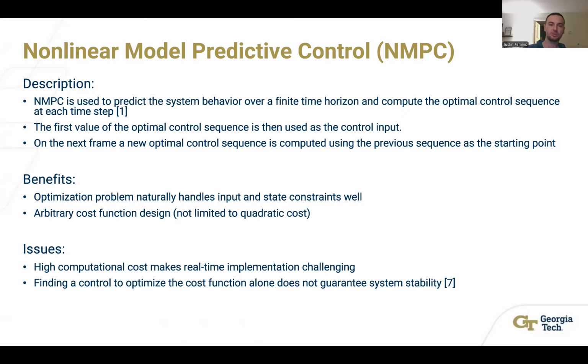Some primary issues with this method are that the high computational cost makes real-time implementation challenging on real hardware, actual functioning systems. Another interesting fact is that finding a control to optimize the cost function, just by getting a solution to your optimization problem, does not guarantee stability of your system by that alone. And so other constraints need to be added to ensure that occurs.